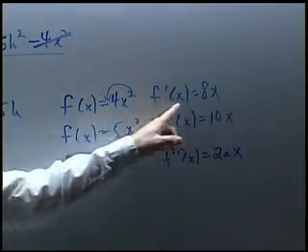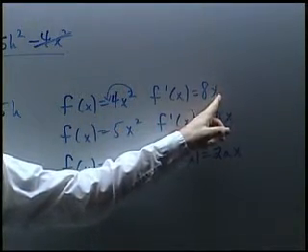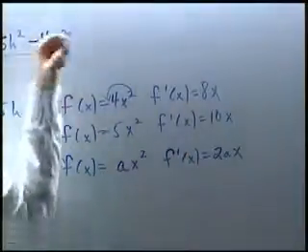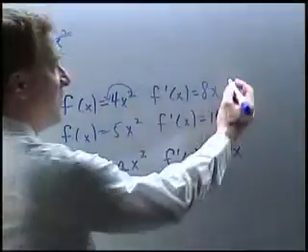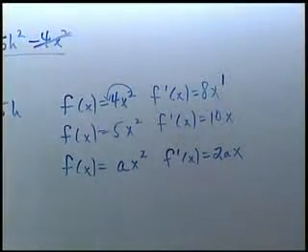And then what happens to the power of this? It drops by 1 unit, doesn't it? This original function was x squared. Now this function is linear. It's x to the first.